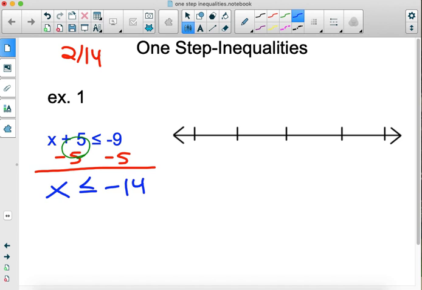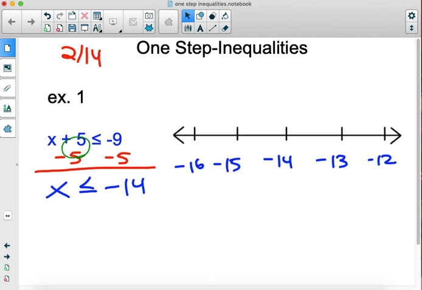When you graph, you really only need to start with the number that you see, negative 14, and then to the right of it, look at the number line if you need help, but you start working to 0, so it's going to be negative 13, negative 12. On the left side, you should have negative 15 and then negative 16. All right. So x is less than or equal to negative 14.